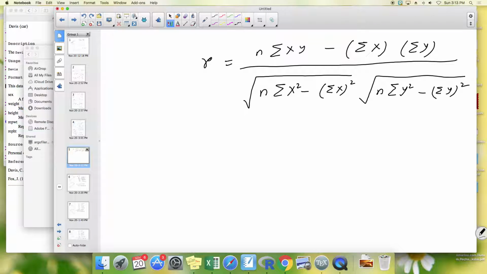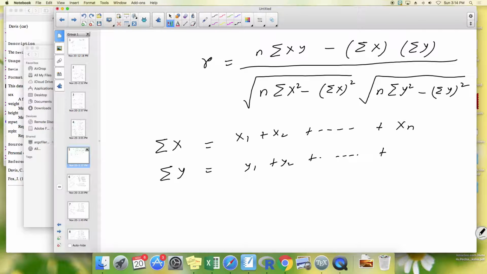So that's a complicated formula, but let's see what each of these terms mean. So for example, let's start with summation x, that's easiest. Summation x means just sum up all the x values, x1 plus x2 plus dot dot dot xn. Take all the x values and sum them up. Similarly, you can guess summation y will mean y1 plus y2 plus dot dot dot yn. So take all the y values and sum them up.